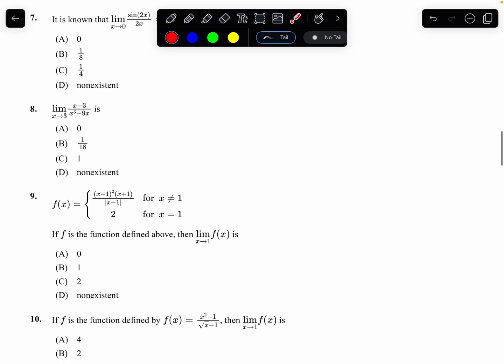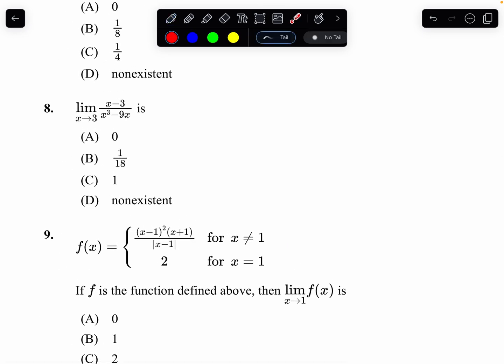Okay. Question number 8. The limit as x approaches 3. I can't just plug this in. If I plug that in right there, that's going to be 27 minus 27, so that's not going to work. So let's see if I can simplify this.